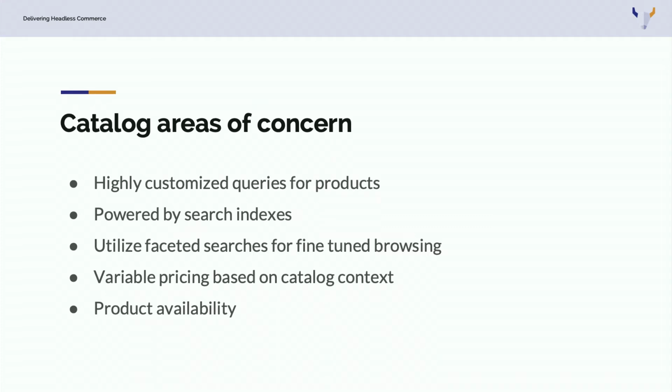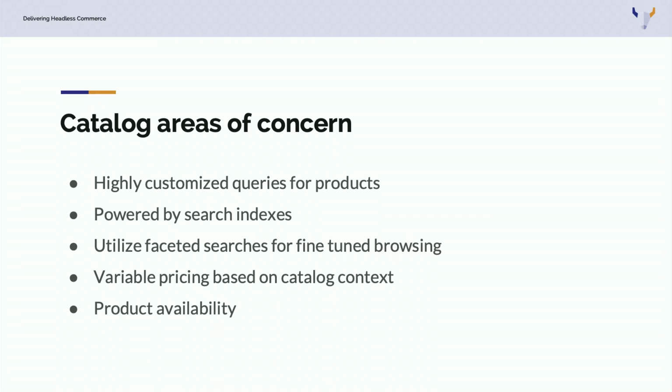Faceted searches, like I said, are for fine-tuned browsing, so that you can say, I have this list of products, and I know my catalog has red, green, blue, but only the available products are in red. So I don't want to show blue or green because those aren't valid options.